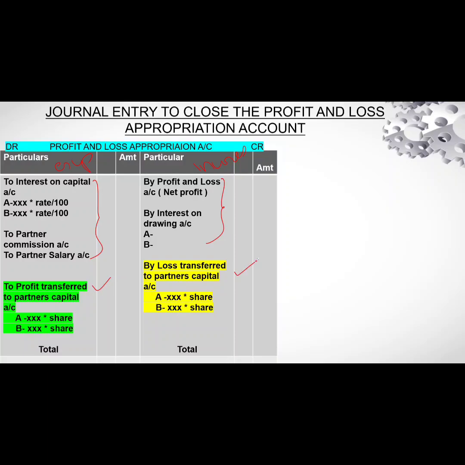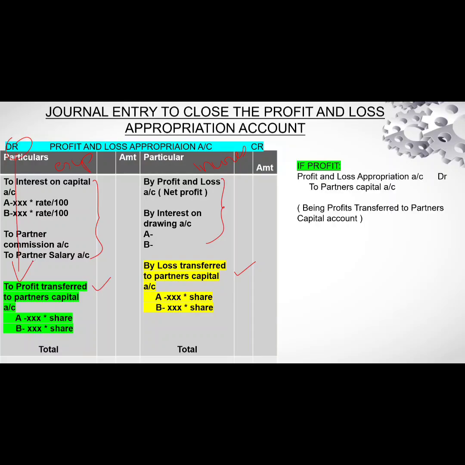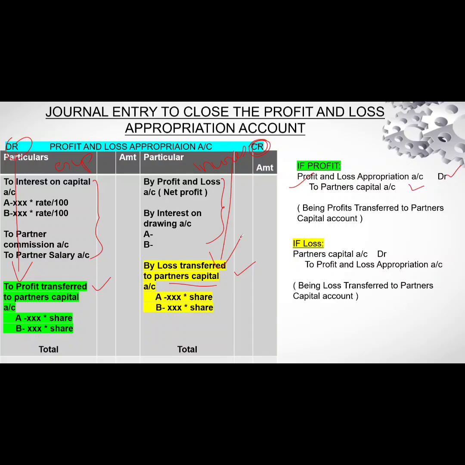Now what will be the journal entry if the firm gets a profit? As per the account, if it is profit, the profit and loss appropriation account is debited to the partners' capital account. So the journal entry will be profit and loss appropriation account debit to partners' capital account, being profits transferred to partners' capital account. If it is a loss, the entry is made on the credit side, which means the profit and loss appropriation account is credited to the partners' capital account. So if it is a loss, the journal entry will be partners' capital account debited to profit and loss appropriation account. So the loss is transferred to the partners' capital account.